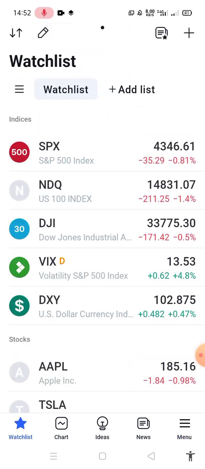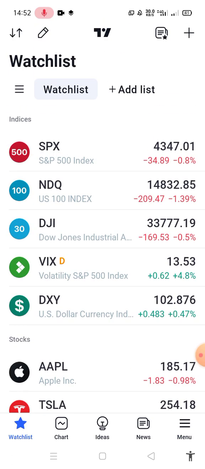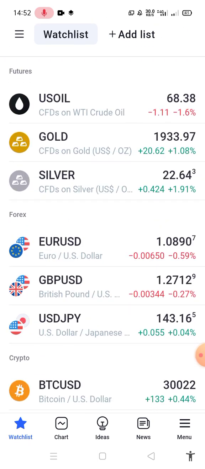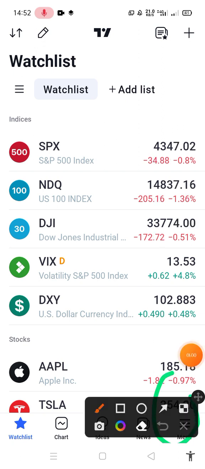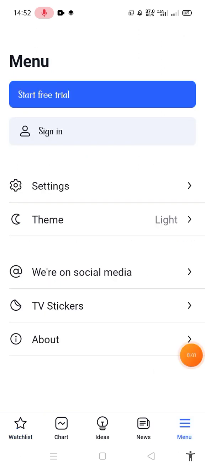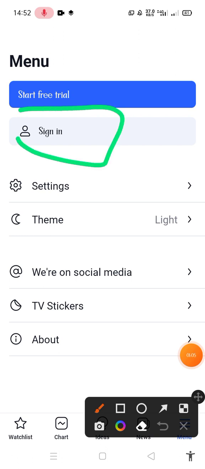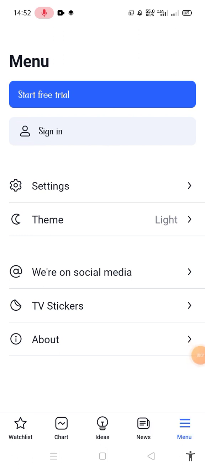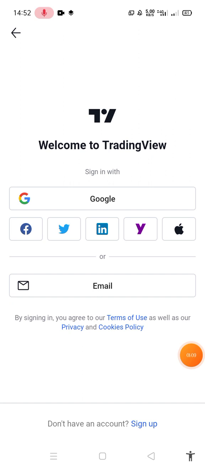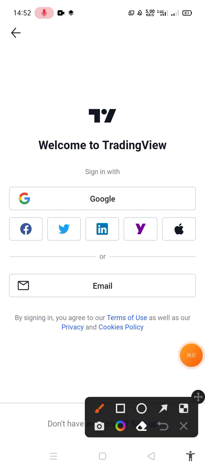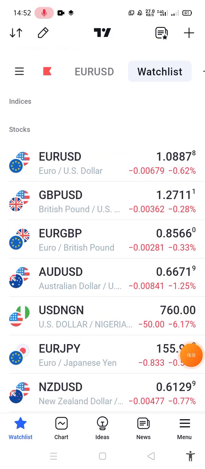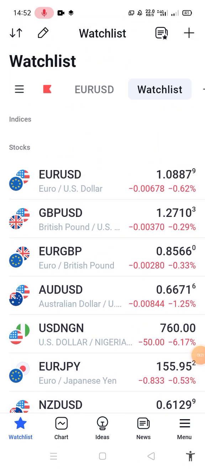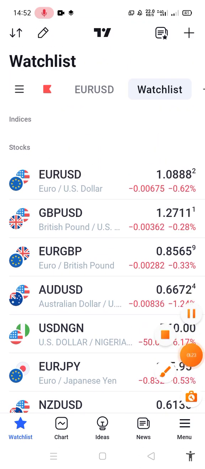So this is what it will look like for you. When you just install the app and log in for the first time, this is what it looks like. Then you click on the menu right here and you sign in. I personally signed in with my Gmail. So you can click on this. Right, so I'm signed in.